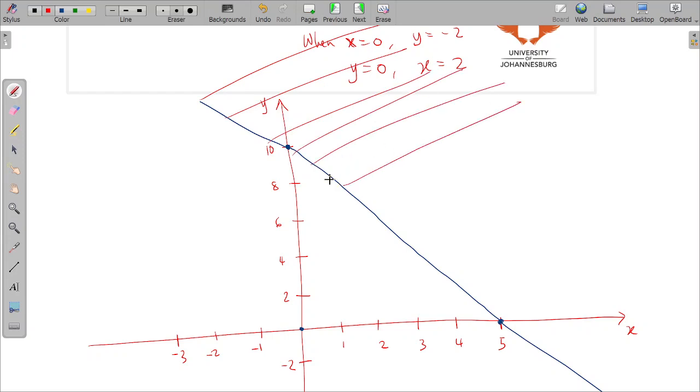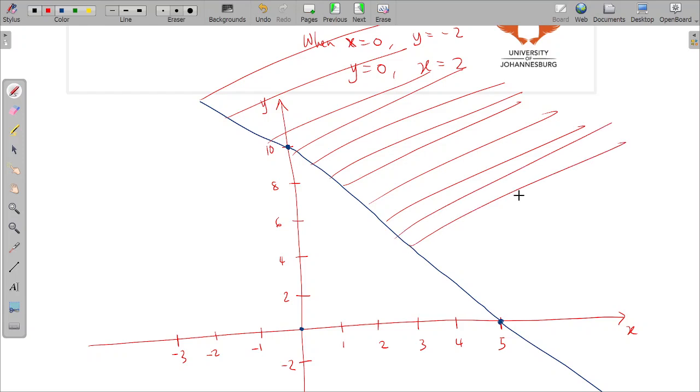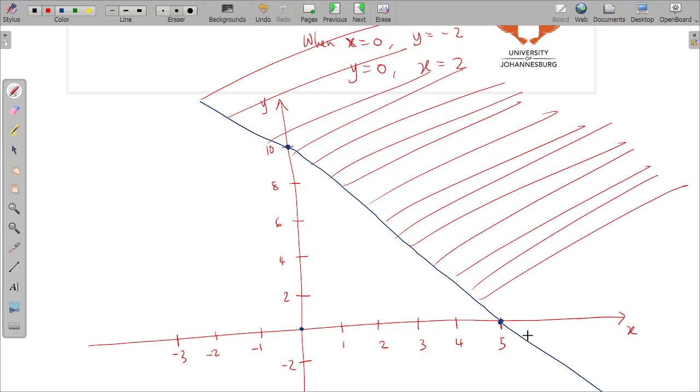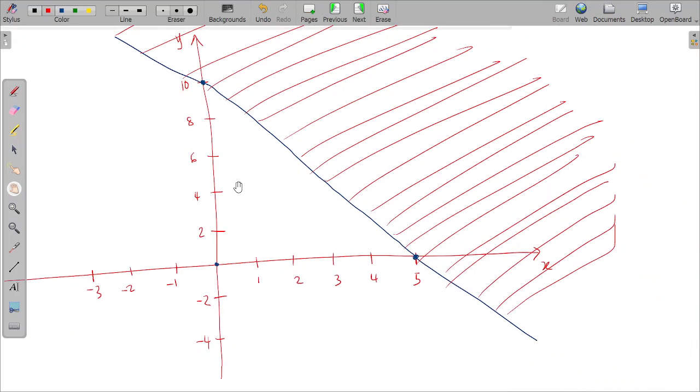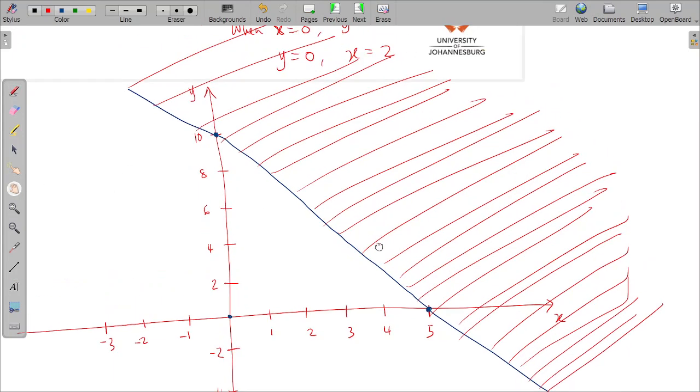And whatever I do for the first one, I must also do for the second one. If I shade the side of the solution for the first one, I must also shade the side of the solution for the second one. You cannot shade the side of the solution for the first one and shade the side that is not the solution for the second one. No. So you must decide from the first inequality which side you must shade.